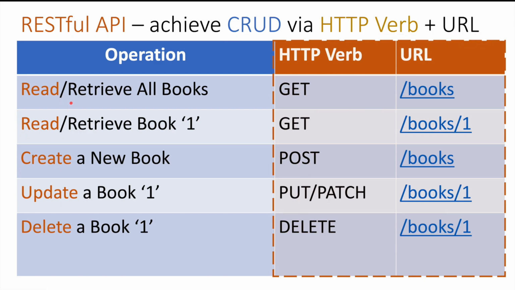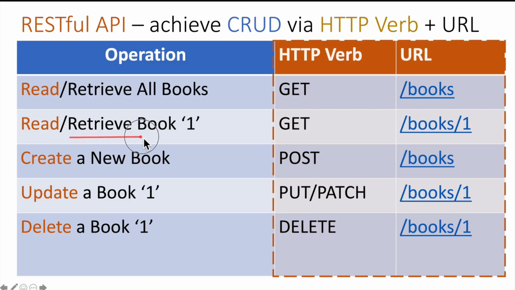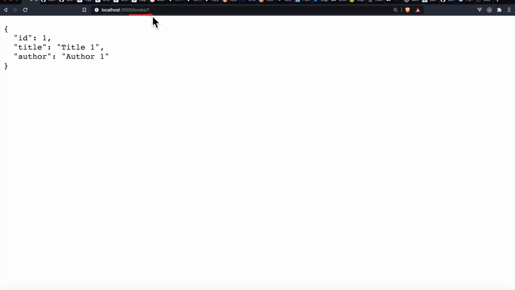For example, if we want to retrieve all books, we have to use the GET method against the URL /books, which is what we have done here. We have seen that /books gives us all the book records. If we want to retrieve a book with ID 1, we have to use the GET method against the URL /books/1, which also we have seen previously. /books/1 gives us the record with ID 1.